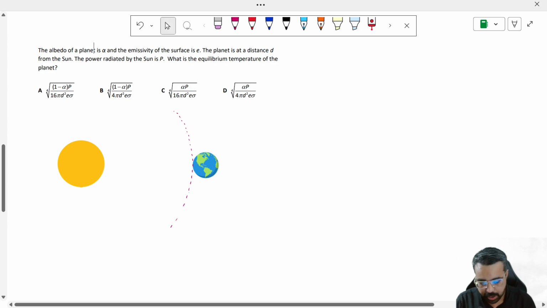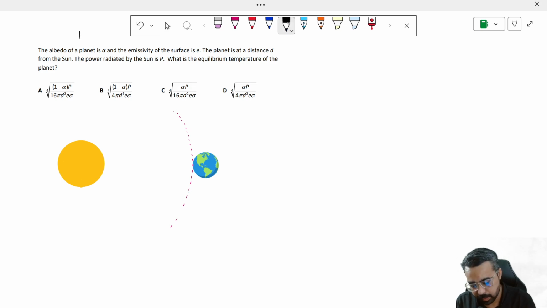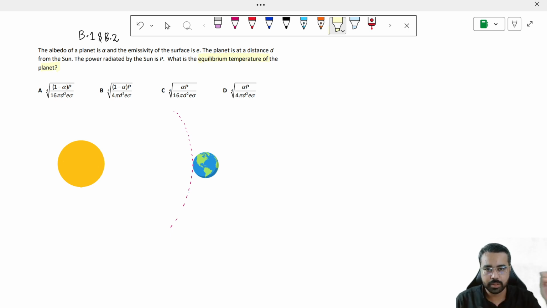Hi, this interesting question that I have taken is about our unit B1 as well as B.2, in which we will find out the equilibrium temperature of the planet. Let's say that planet is Earth. So we know the radiations are covering a lot of distance from Sun to Earth, that is 150 million kilometers. And according to this question, this distance is the letter D.